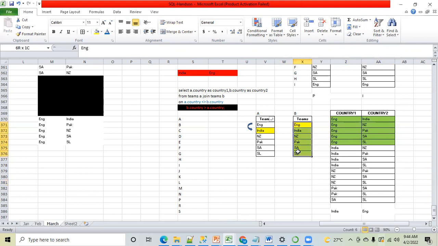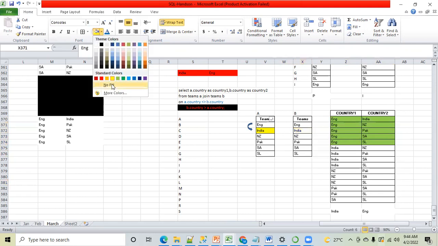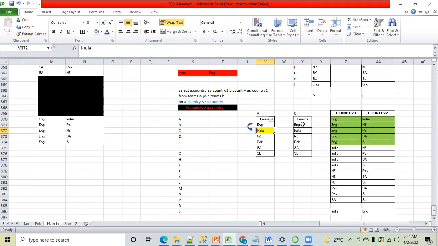Okay. So let me move this one. You will start with England first of all, because we know that joins will start with the first record of the next table. So India with England combination should come here. Am I correct? Yes. Fine.